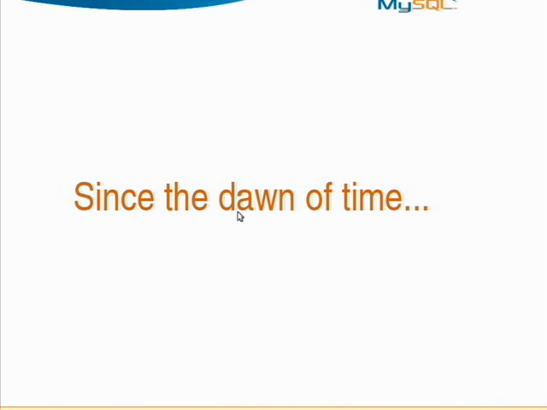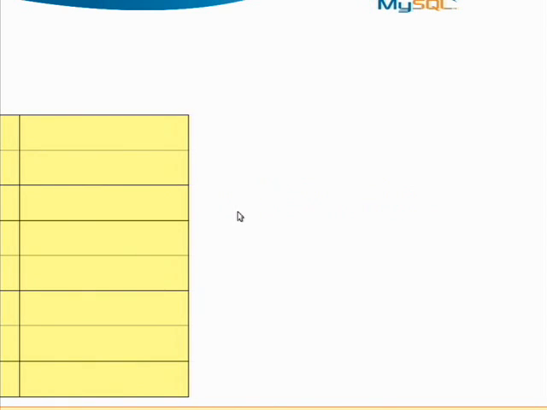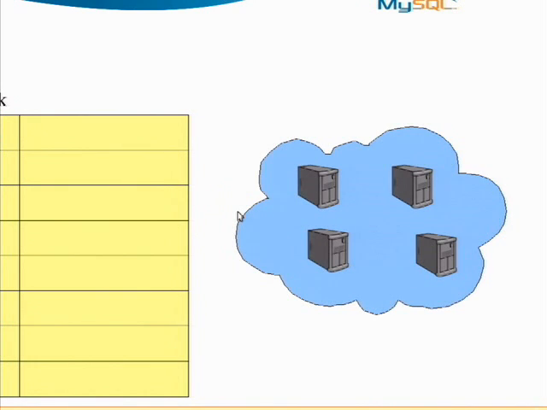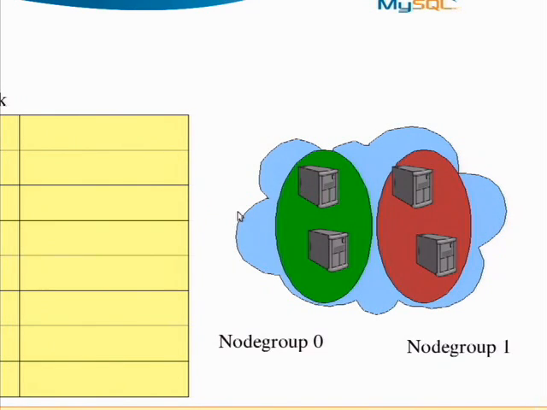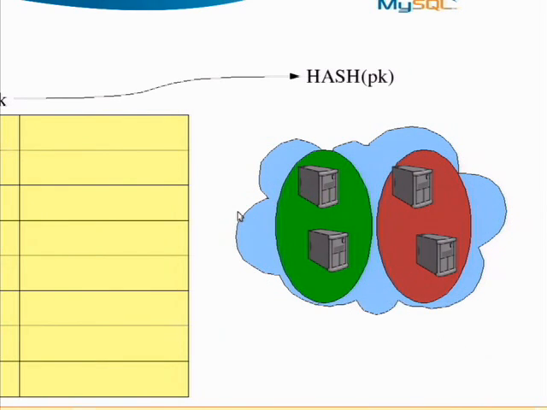We also have user-defined partitioning. As I've mentioned before, you can have your data set split up across multiple nodes and have copies of this. Currently, since the dawn of time, you have a table inside Cluster with a primary key, and you have a bunch of data nodes you're going to store data on, split up into your node groups, so each holds half the database. We apply a hash function, and we then work out from that where we're going to store them.